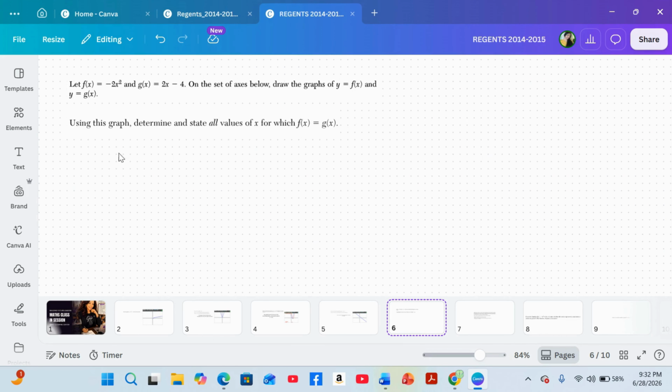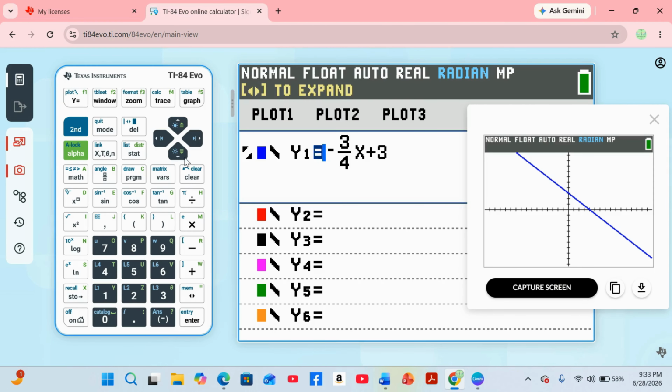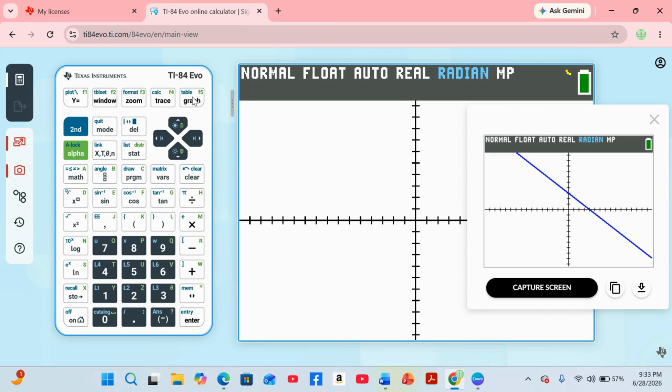Next question. Let f of x equal negative 2x squared and g of x equal 2x minus 4. Draw the graph, so we go over to our calculator: negative 2x squared, and 2x minus 4. Enter and graph.